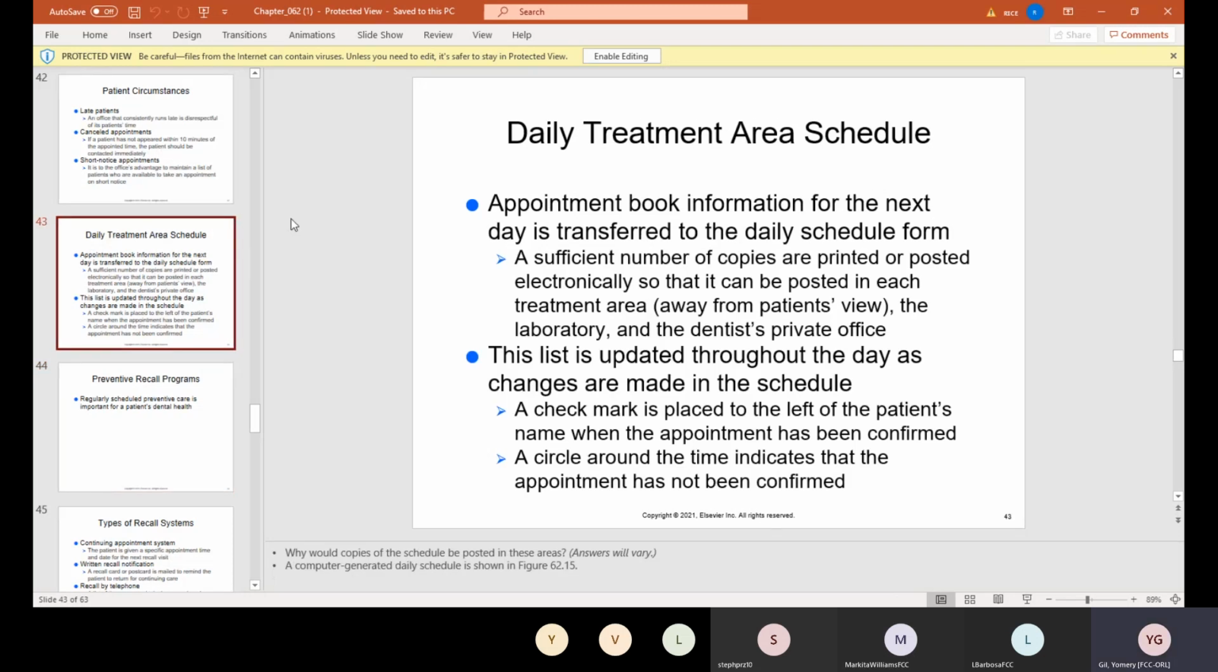Daily treatment area schedule. Appointment book information for the next day is transferred to the daily schedule form. A sufficient number of copies are printed or posted electronically so that it can be posted in each treatment area away from the patient's view, the laboratory, and the dentist's private office. So this is basically just a copy of the schedule.